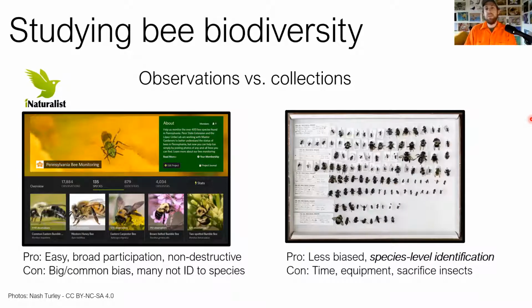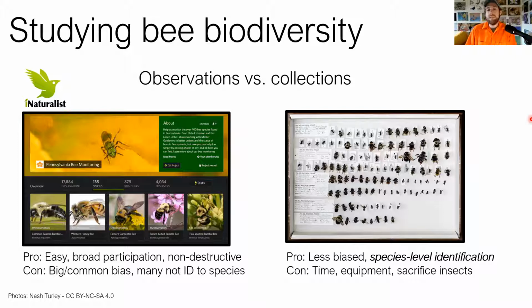So on the other side, if we do collections, go out and collecting bees, and then we have to kill them to do that. It's potentially a lot less bias because we can sample all sorts of bees and smaller ones and cryptic things. And the most important benefit is that we can get species level identification. So for many studies that are focused on natural history, you really need to know the species, or you're not achieving your goals of studying basic natural history, which at its core is what species is in what place at what time.